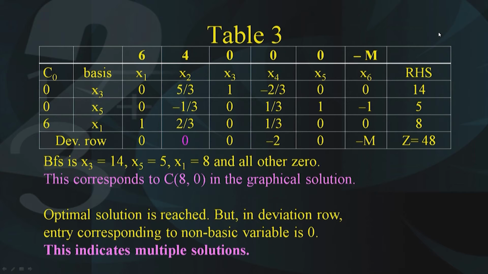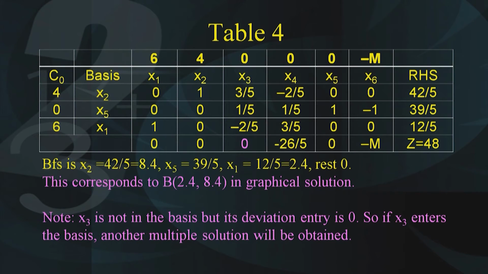The best method is to choose x2, because x2 is a non-basic variable and it corresponds to a 0 entry in the deviation rows. Therefore, we can make x2 enter the basis. If x2 enters the basis, then we need to perform the minimum ratio test, and by performing it we can see which variable should leave the basis. And accordingly, what do we find? We find that this is the next table.